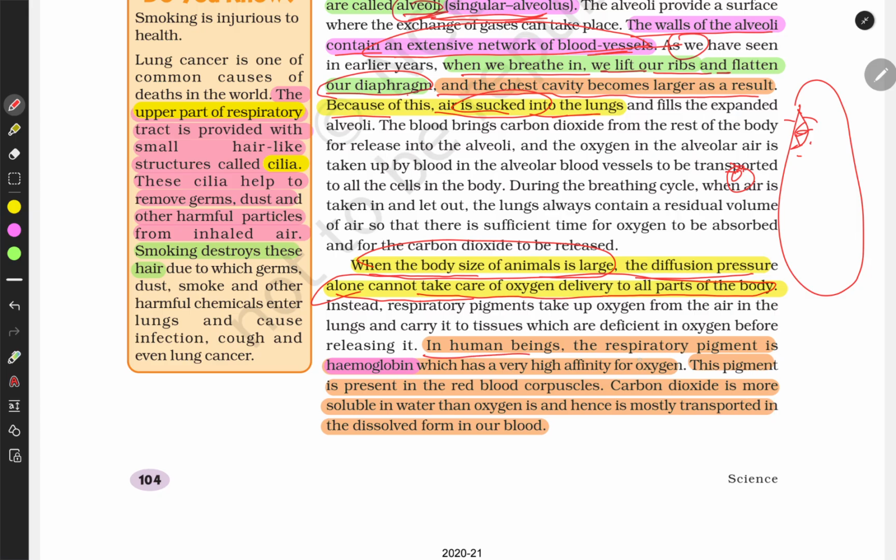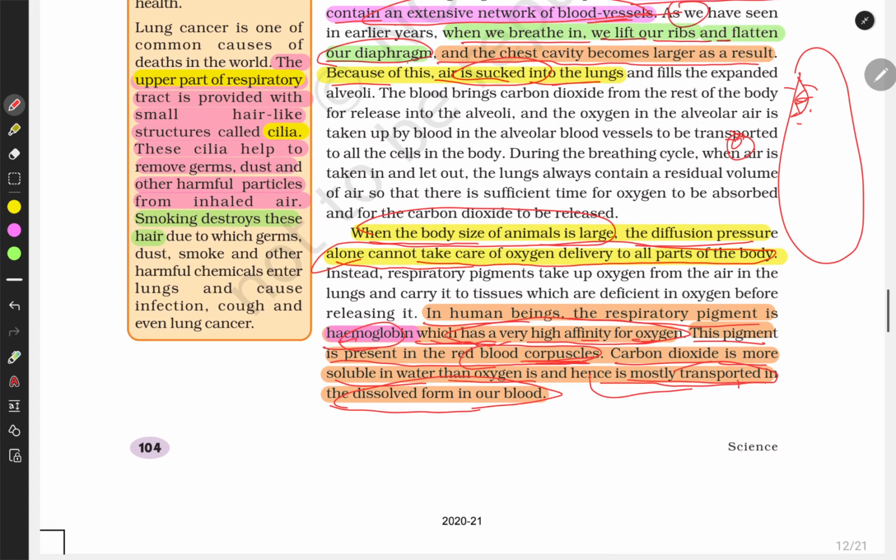In human beings, the respiratory pigment is hemoglobin, which has a very high affinity with oxygen. It attaches to oxygen very strongly. This pigment is present in the blood corpuscles. Carbon dioxide is more soluble in water than oxygen, and hence carbon dioxide is mostly transported in dissolved form in our blood.